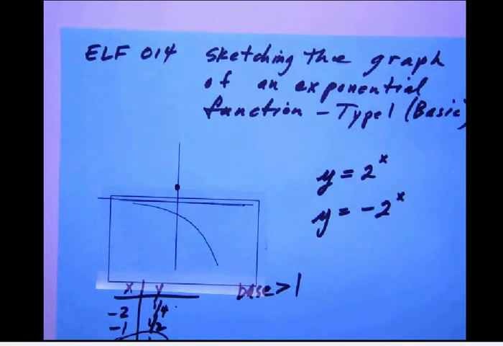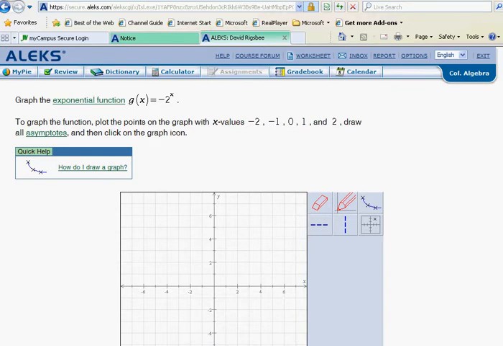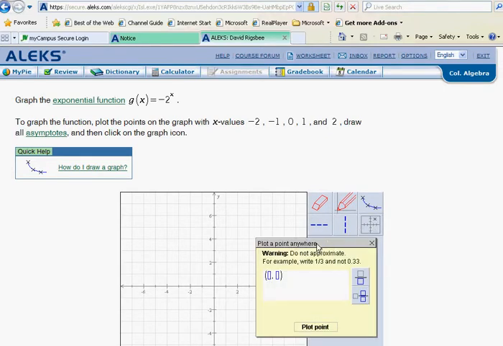ALEKS wants us to go ahead and plot out a few of these points on these basic types. So let's go ahead and play along with them and do that. We can see here that if x is negative 2, then we're going to have the value of negative 1/4. So we'll probably have to enter the points this way. We'll have the very same numbers we had before, except they'll all be negative. So we're going to have negative 1/4.